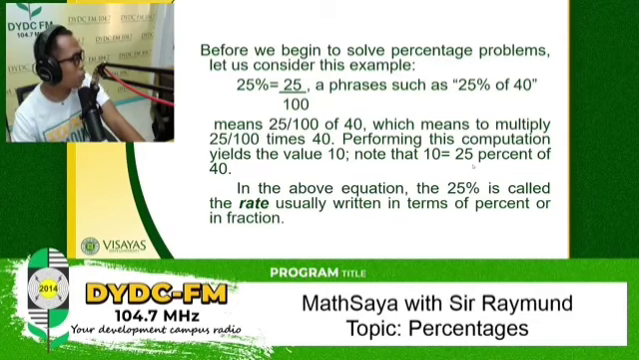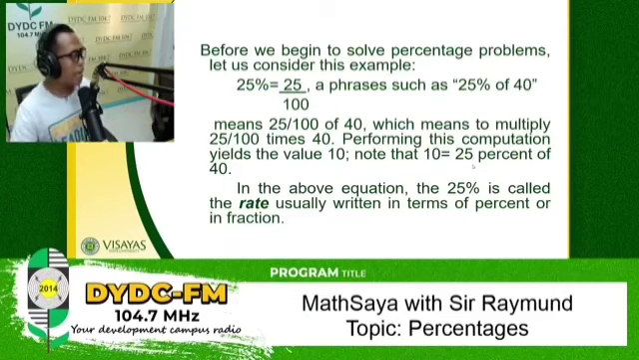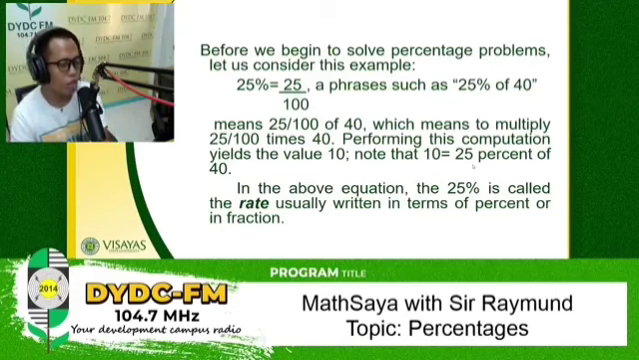Alright? So before we begin to solve problems involving percentage, let us consider this example. 25% is equal to 25 over 100. As what I have mentioned a while ago, if you are not going to use the percent symbol, you can also express your percent or rate in decimal or in fraction. So let's say this 25% can be expressed as 0.25 or 25 over 100. Okay, because when we say percent, it is per centum, meaning per 100.